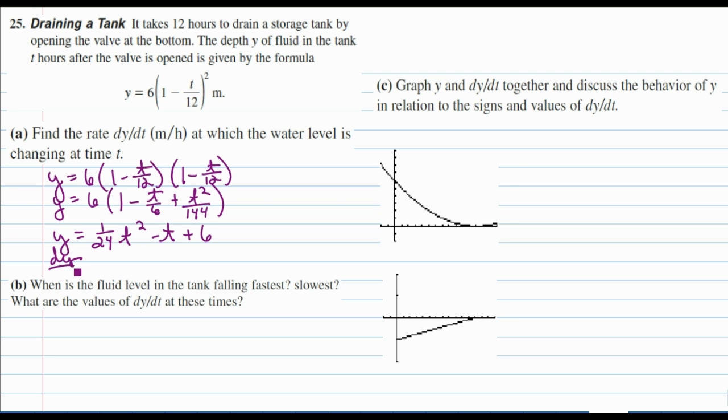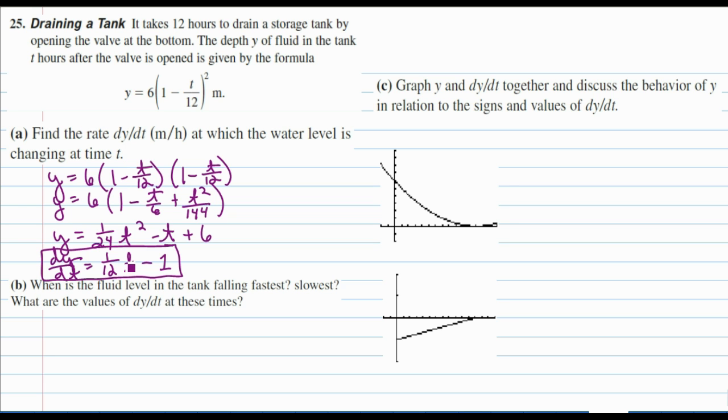So dy/dt is going to be, let's see, 2 times 1/24 is 1/12, t now to the positive 1 power, done with that, minus, and then the derivative of t is 1, plus the derivative of 6, but the derivative of 6 is 0. So this expression right here gives us what the question asked. It is the rate at which the water level is changing at time t.